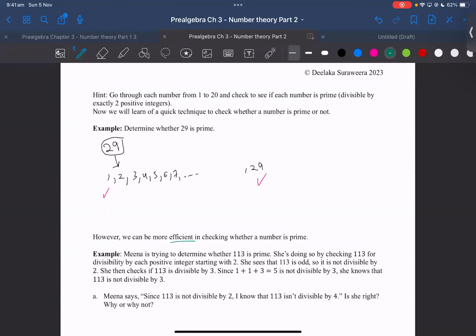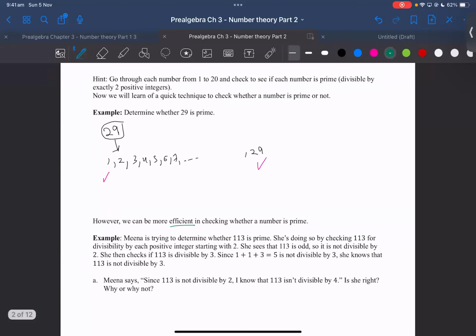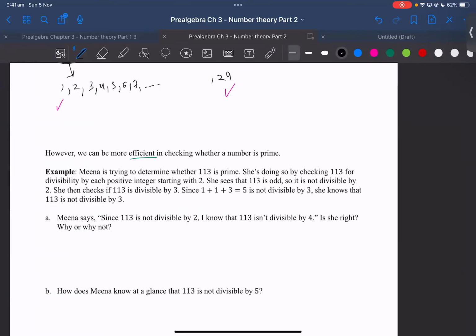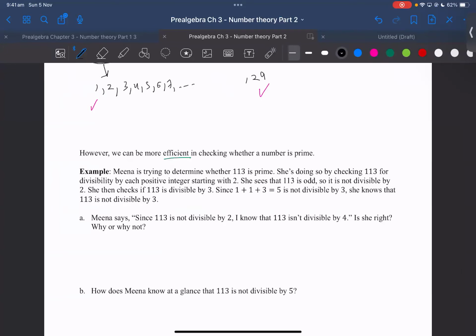So we're going to learn a shortcut way to see if a number is prime. We're going to go through this example together. In this example, Mina is trying to determine whether 113 is prime. So she's doing it by checking 113 for positive integers starting with 2, because 1 obviously works.